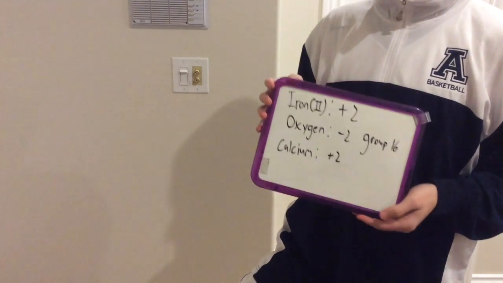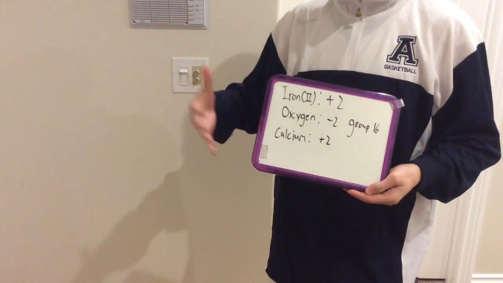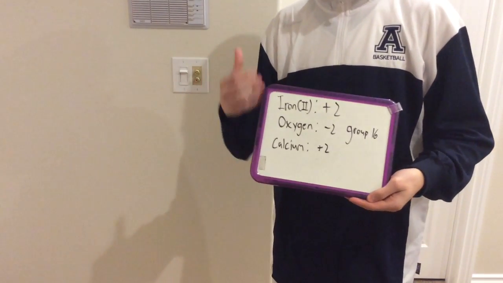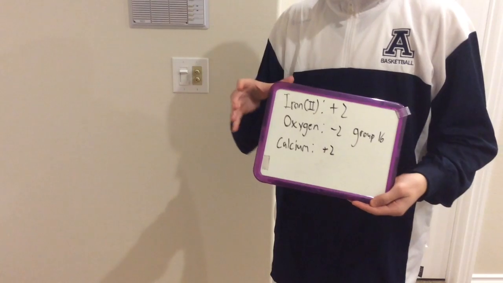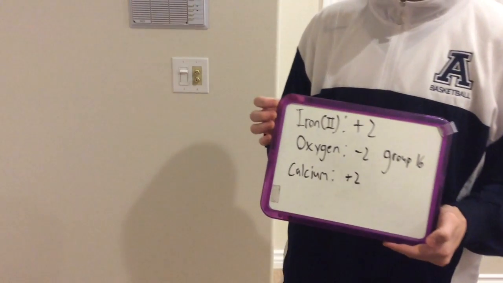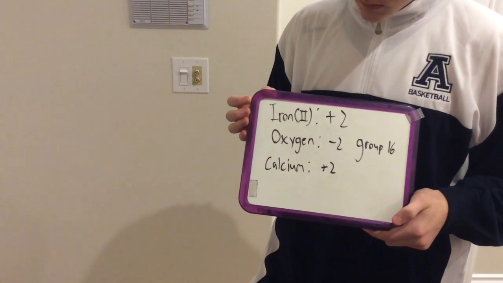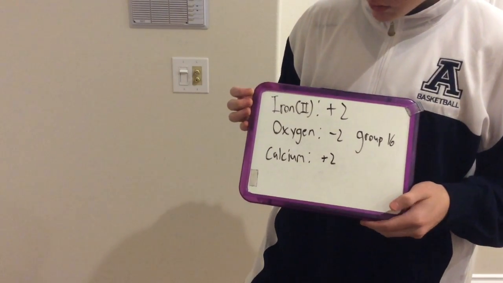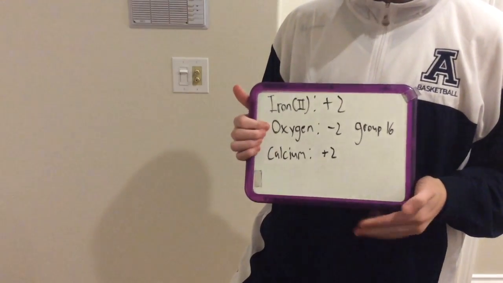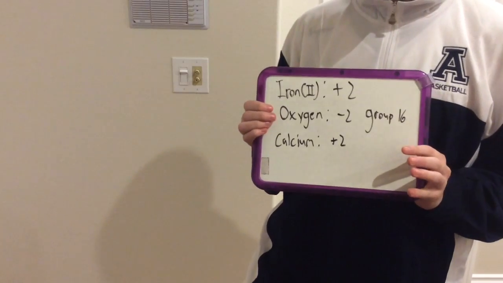Now when it comes to transition metals, there's no way to really figure out what the charge is. Often the problem gives it to you because there are exceptions when it comes to metals. There's not necessarily as much rhyme and reason when it comes to the gases and liquids. So oxygen, however, has a negative 2 charge, and it's in group 16.